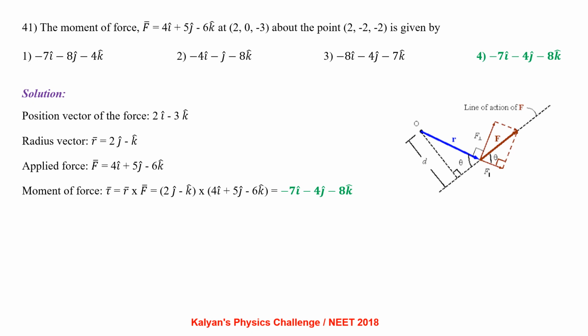The moment of force F bar equal to 4i cap plus 5j cap minus 6k cap at 2, 0, minus 3 about the point 2, minus 2, minus 2 is given by: position vector of the force 2i minus 3k, radius vector 2j minus k. So the applied force is 4i plus 5j minus 6k. Moment of force is r bar cross F bar. We can see the answer comes out to be minus 7i minus 4j minus 8k after the cross product.